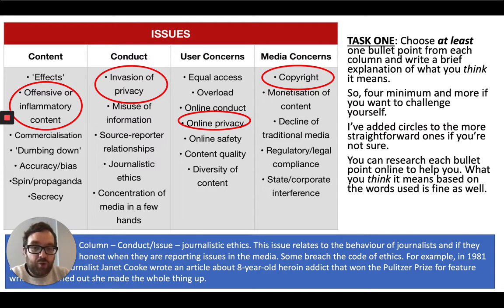And then state and corporate interference. So the state is, just think of that as like the government. So are the government going to interfere in our media product in some way? Is there corporate interference? So if we are owned by a big multinational conglomerate at the very top of the chain, what kind of influence will they have on the newspaper that they own right down at the very bottom?